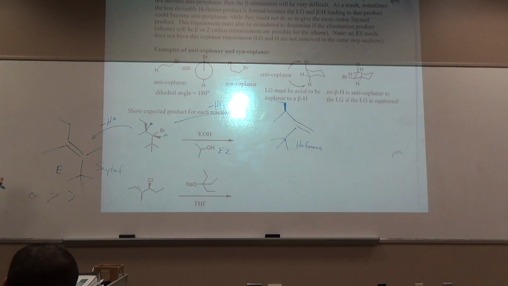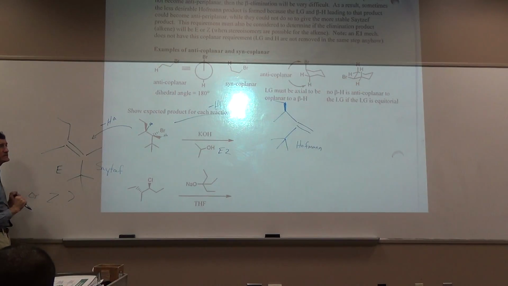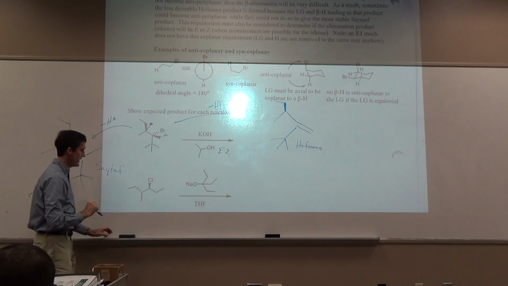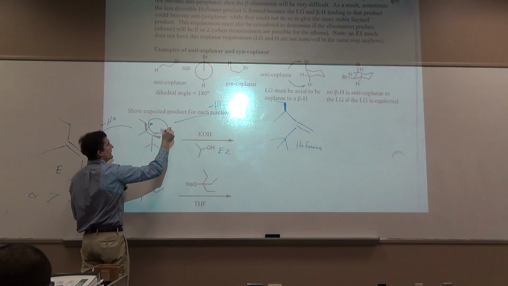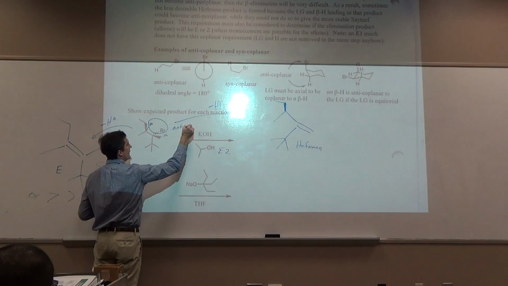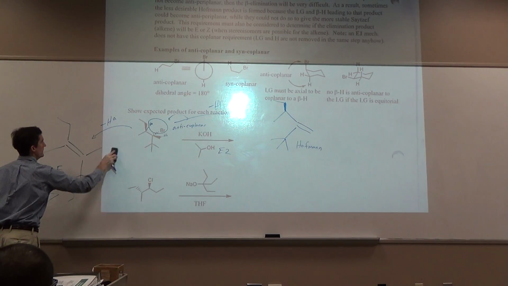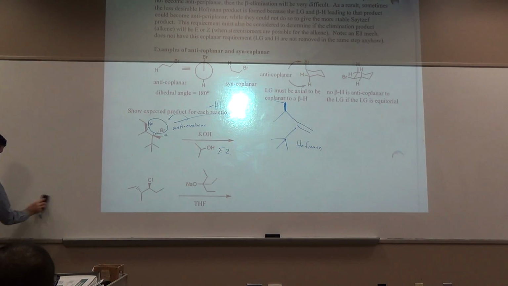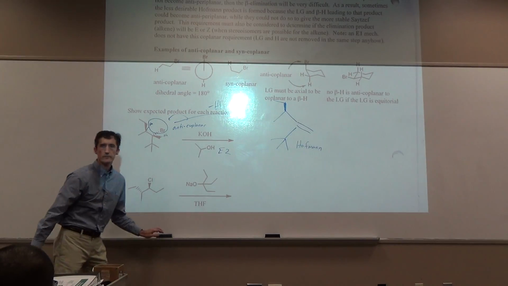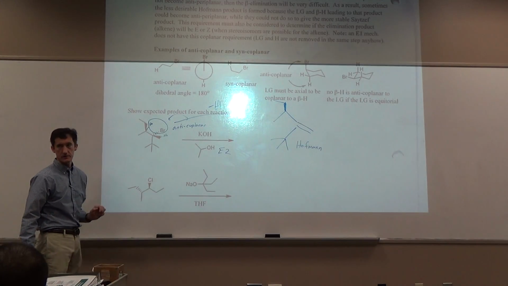But we're still not done. Is it going to give E or Z? Yes, E is most stable. That doesn't really matter here. We've got to have these two be anticoplanar. Are they anticoplanar as drawn? No.